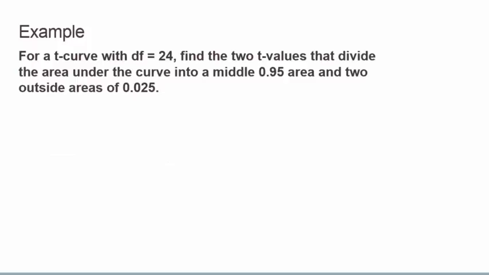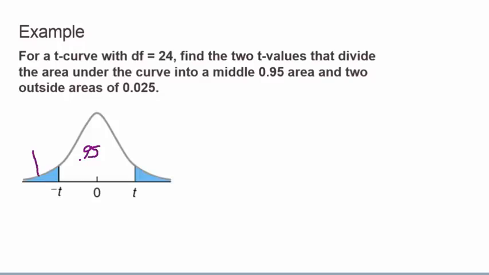Example. For a t-curve with degrees of freedom 24, find the two t-values that divide the area under the curve into a middle of 0.95 area and two outside areas of 0.025. Draw a sketch of the t-curve with -t to the left of 0 and +t to the right of 0. The shading for the area under the curve is to the left of -t and to the right of +t. So I have 0.95 in the middle and 0.025 on each end.